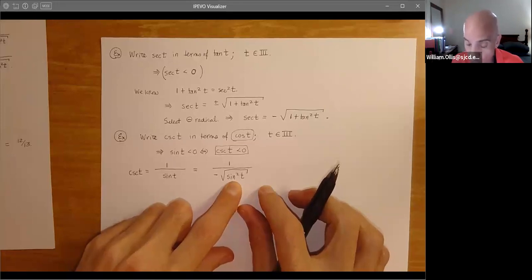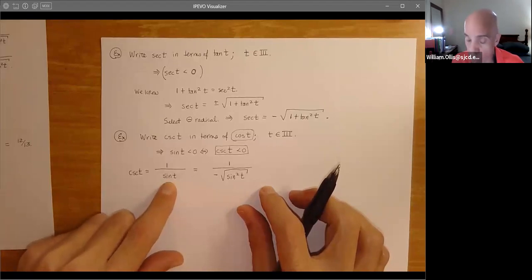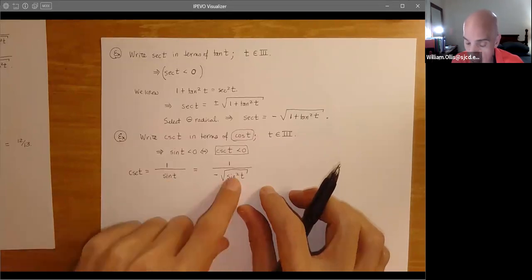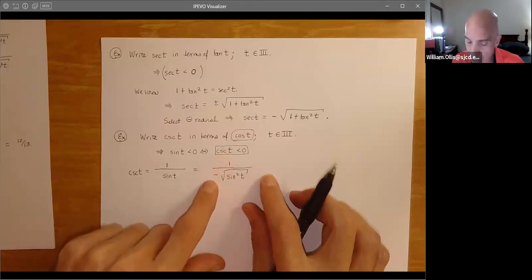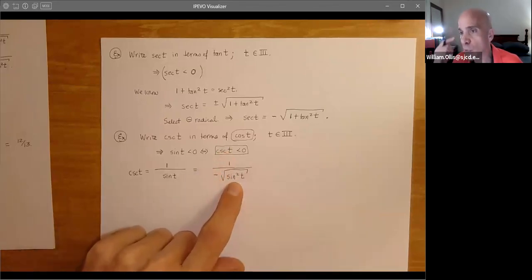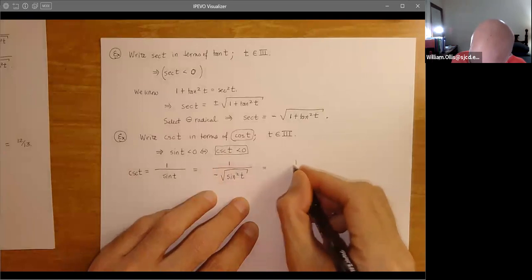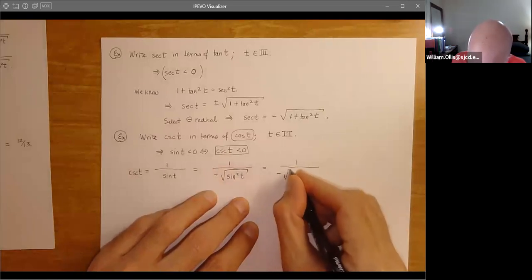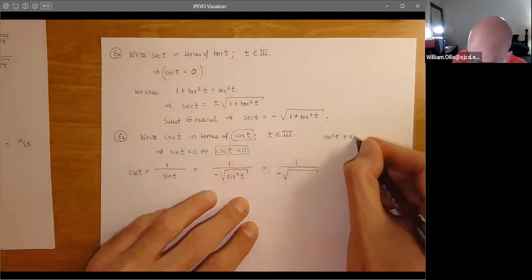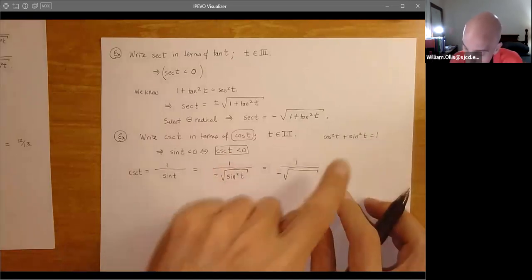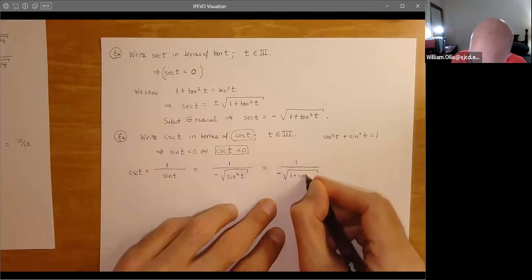But in the third quadrant, we know that sine is negative. Here, this is already negative because t is in the third quadrant, because of its definition. But here, this is always non-negative. So we need the negative here based upon this. And now we know what sine squared is. We can write it in terms of cosine squared with the Pythagorean identity. So this equals 1 over the negative. And then, of course, remember, as a little sidebar, cosine squared plus sine squared equals 1. So we can solve for sine squared just by subtracting cosine squared from both sides. So 1 minus cosine squared t.